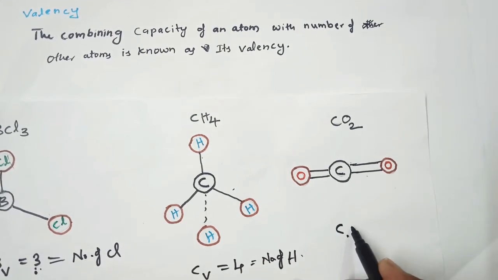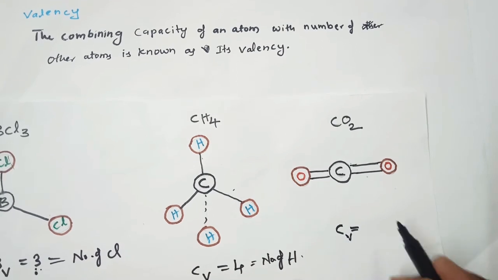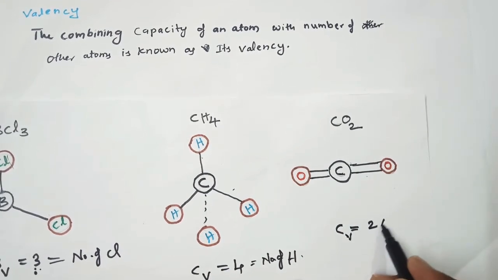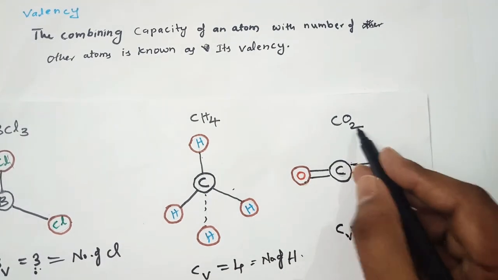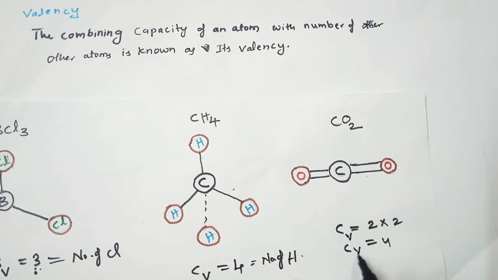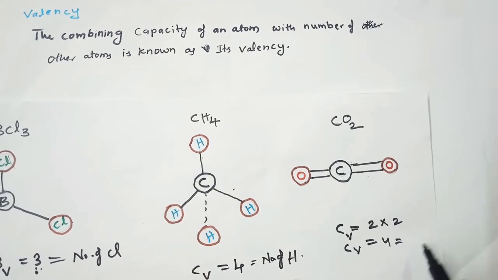So carbon valency is double the number of oxygen atoms. So twice, we should take 2 into how many oxygen atoms are there? 2 are there, right? So 2 into 2, total 4. So carbon valency is what? 4.